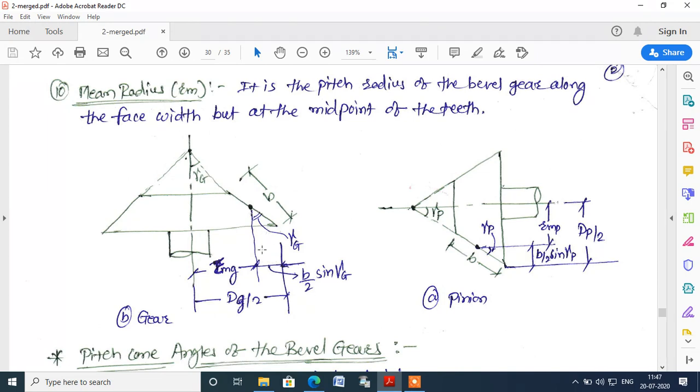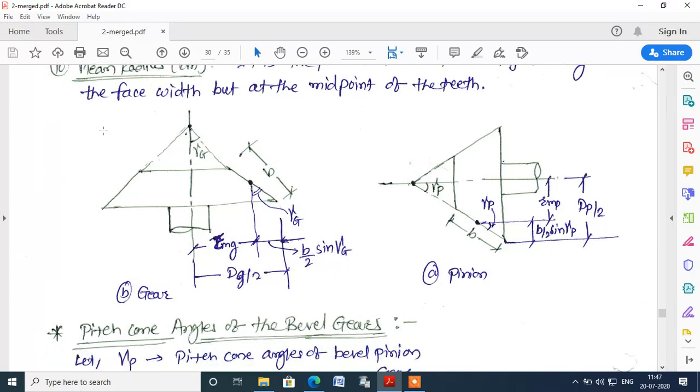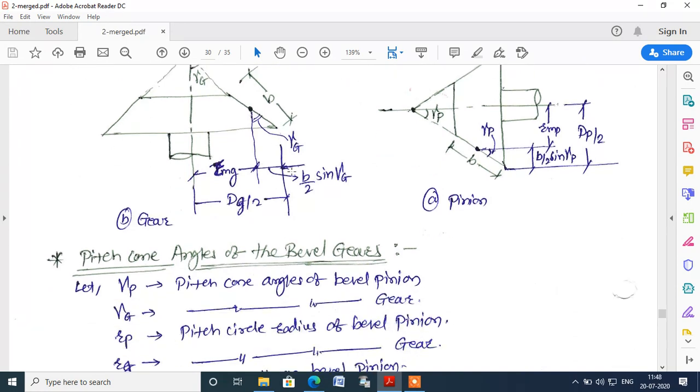Okay, so remaining, we can calculate the relation. So it is Dg by 2 minus b by 2 sin gamma g. Here Dp by 2 minus b by 2 sin gamma p. So this is a pinion, this is a gear. One shaft has its axis and another shaft has its axis. These are exactly perpendicular. To transmit the power between these two shafts, these bevel gears are used. These bevel gears are generally used in the differential gearbox of an automobile.